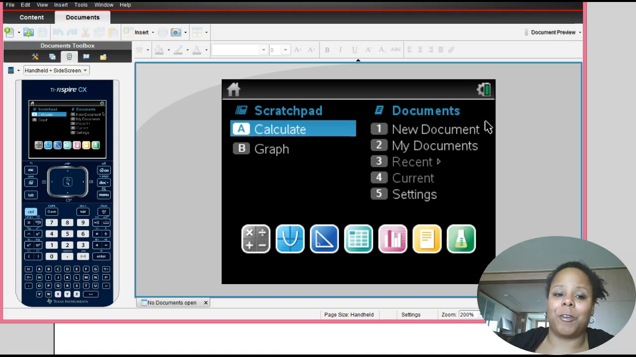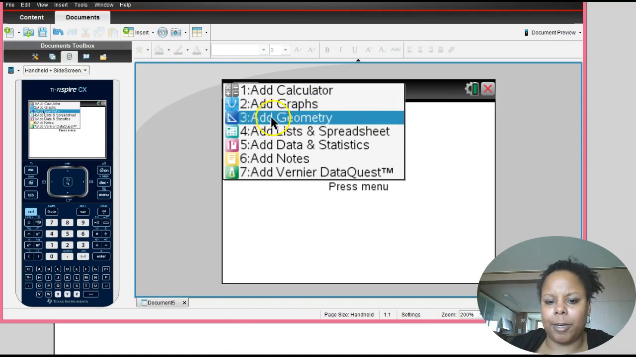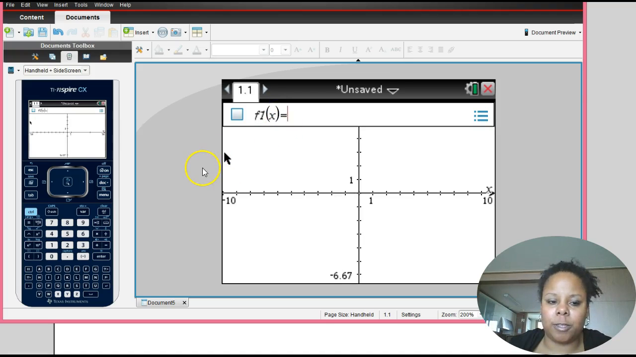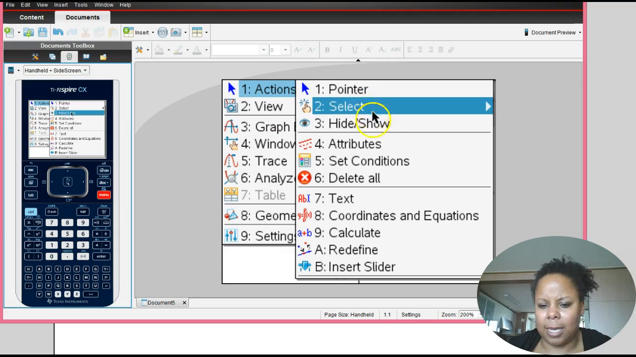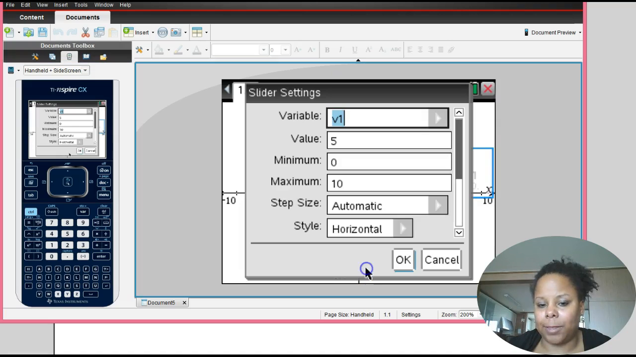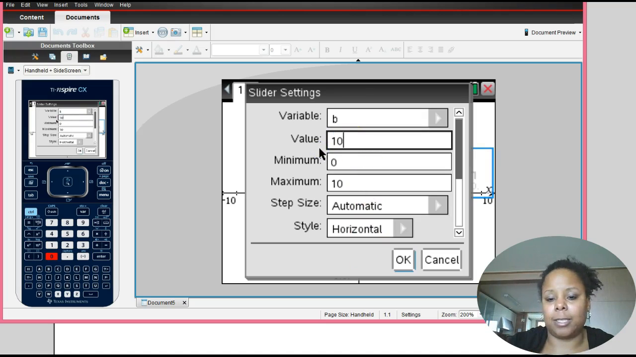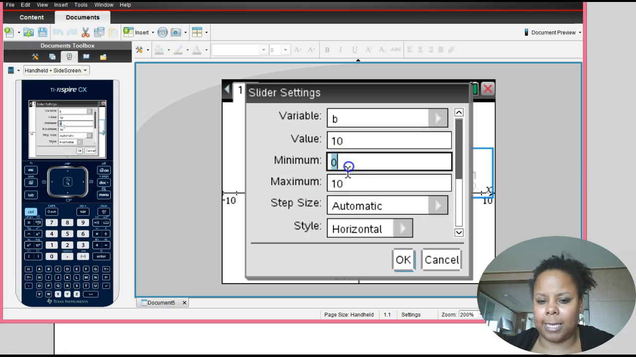at the logarithmic function. Let's go ahead, with our graphing calculator, and create a graph page. Before we start the graph, I want to add a slider. I'm going to do menu, actions, and insert slider all the way at the bottom. I'm going to name my slider B for the base, and start my value at 10 because a common base for logarithms is 10.